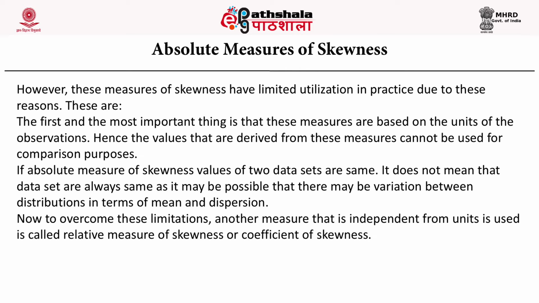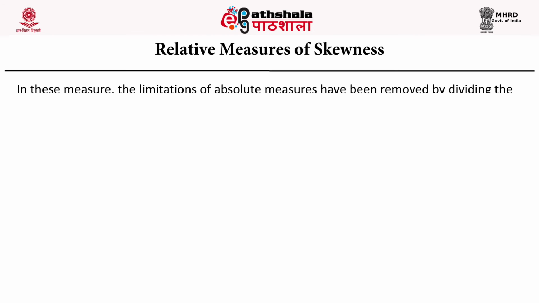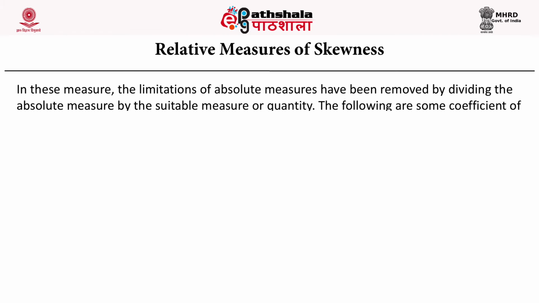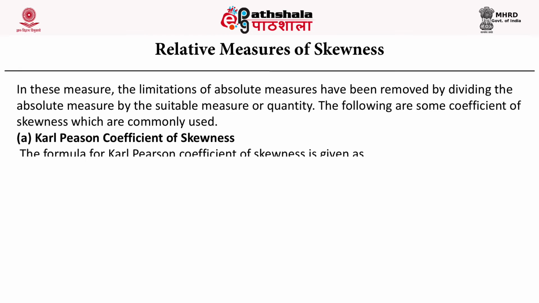Now, to overcome these limitations, another measure that is independent of units is used, called the relative measure of skewness or coefficient of skewness. Now we will discuss some definitions of relative measure of skewness. In these measures, the limitation of absolute measures has been removed by dividing the absolute measure by a suitable measure or quantity. The following are some coefficients of skewness which are commonly used.